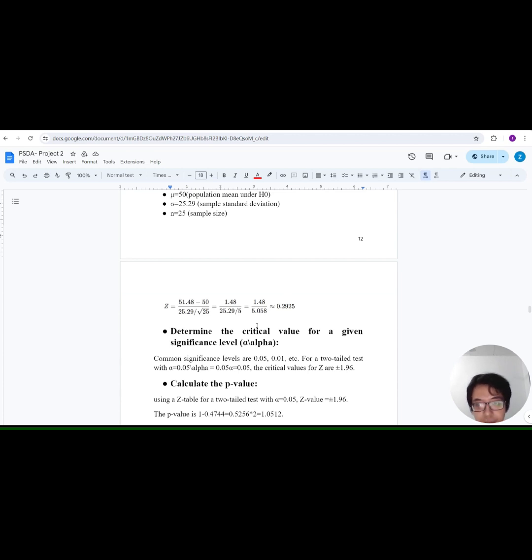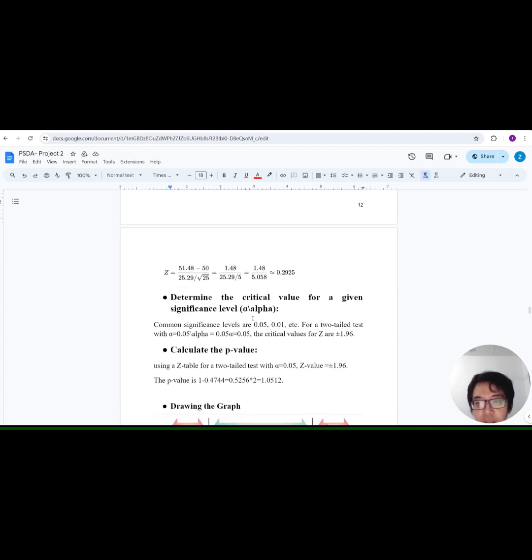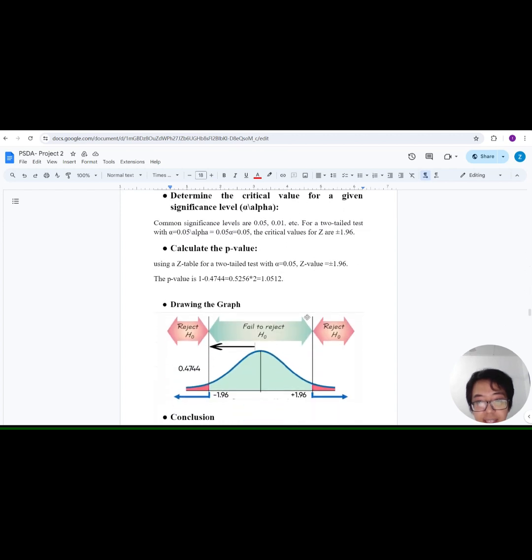And now we can determine the theoretical value for the given significance level. We can assume alpha is equal to 0.05. For the two-tailed test with alpha equal to 0.05, the theoretical values of z are negative 1.96 and positive 1.96.